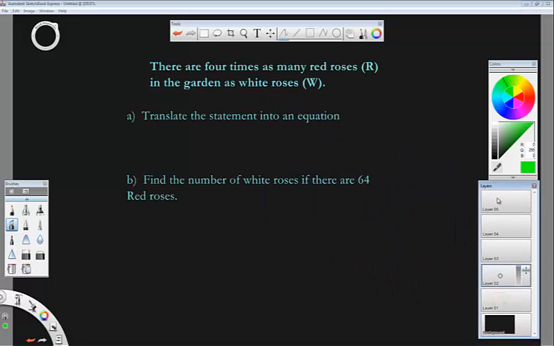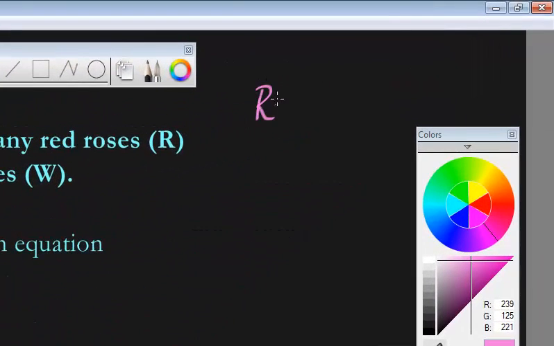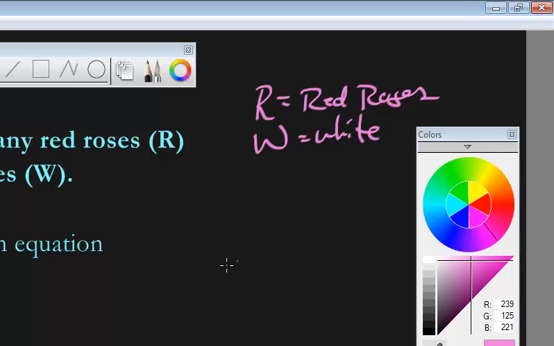But now we have one of the more confusing problems in the entire book or class. And here it is. I'll try to make you understand this. It says there are 4 times as many roses. R is going to be red roses, and W will be white roses. It says there are 4 times as many red roses in the garden as there are white roses in the garden. And part A says translate this statement into an equation.